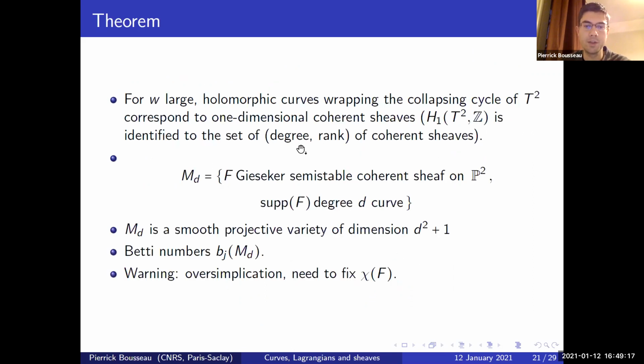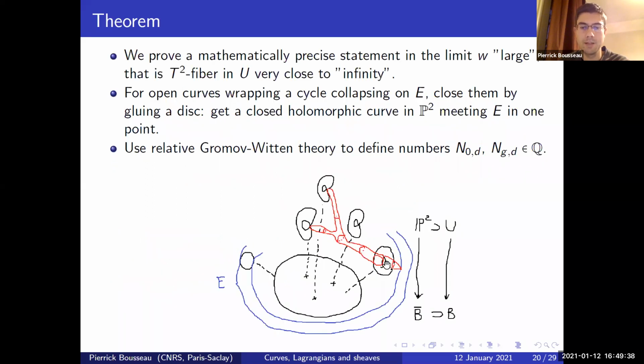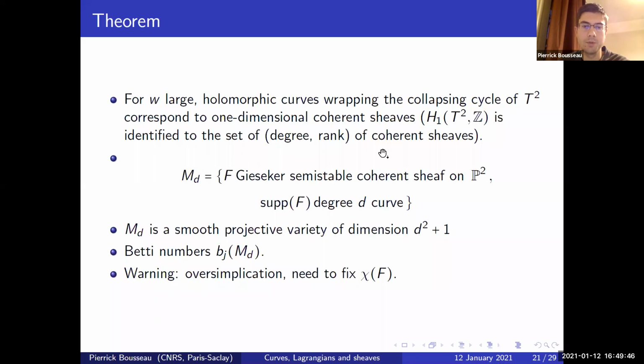And if you go through the sequence of correspondences I've described, the claim is that this first homology of the torus fiber of the T2 on the coherent sheaf side is identified with the set of degree and rank of coherent sheaves on P2. And restricting the attention to curves wrapping the cycle being contracted to a point on the elliptic curve corresponds to restricting your attention to rank 0 sheaves on P2. So sheaves supported on curves on P2.